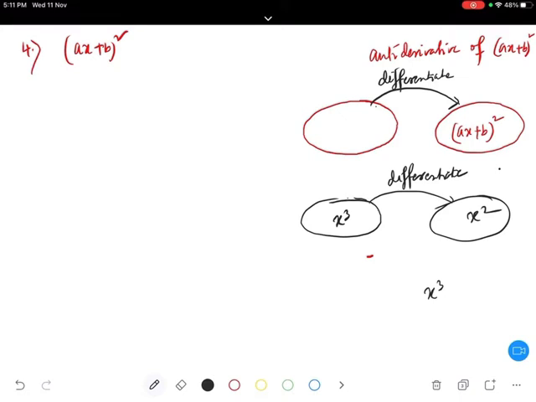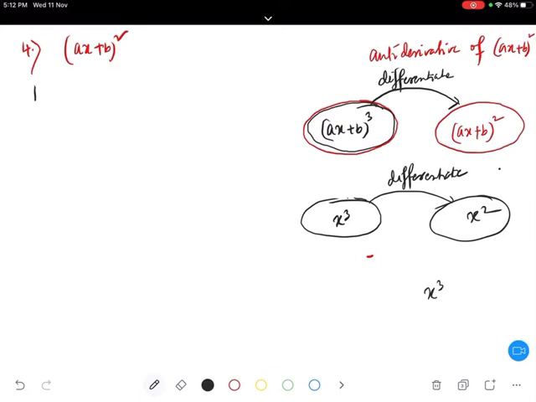Now in the same way, tell me, what should I differentiate to get (ax plus b) whole square? Basic thing. You don't have to think of anything else. The basic inspection is (ax plus b) whole cube. If I differentiate (ax plus b) whole cube, I will get a term which is (ax plus b) whole square. So this is what we derive by doing inspection.